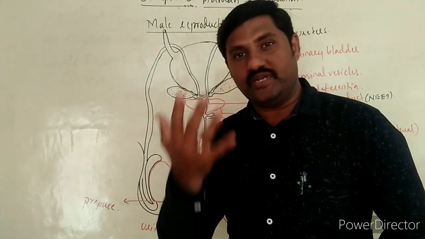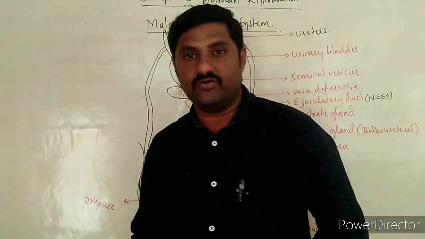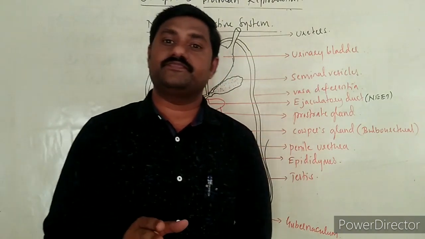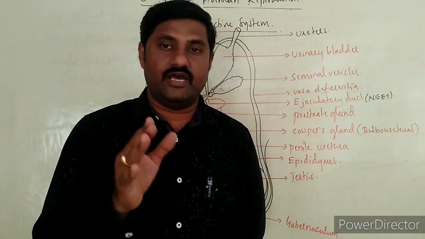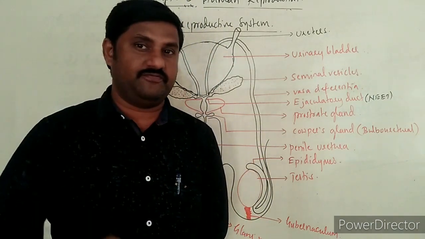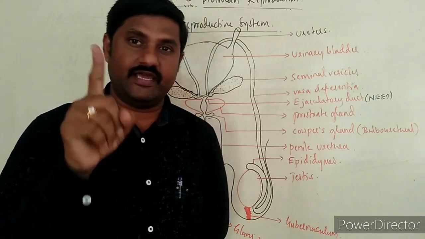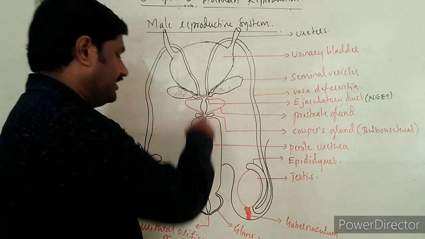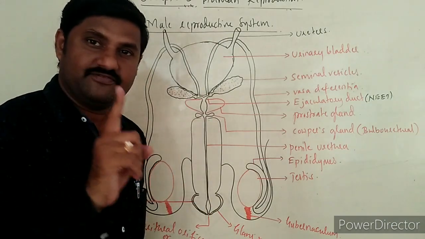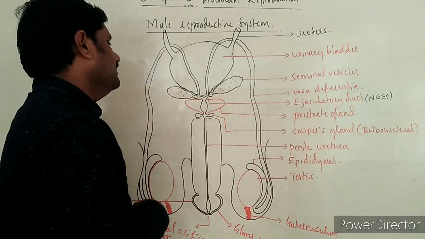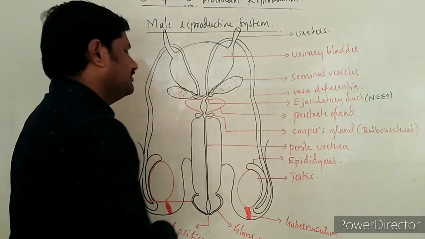So there are two separate openings that we come across for passing of the urine as well as other things in females. So it is separate, hence it is not called the urinogenital tract, but it is called the urinogenital tract in males. Okay, now this is the membranous urethra.